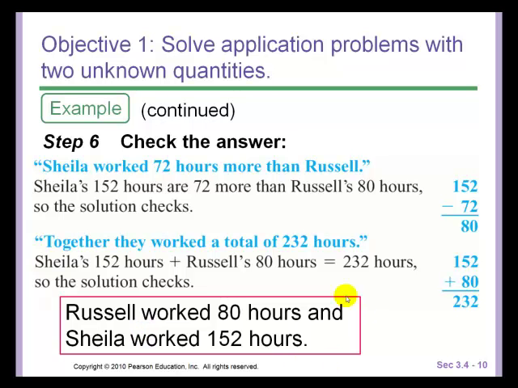So our final answer, notice how I have it boxed in red, is that Russell worked 80 hours and Sheila worked 152 hours.